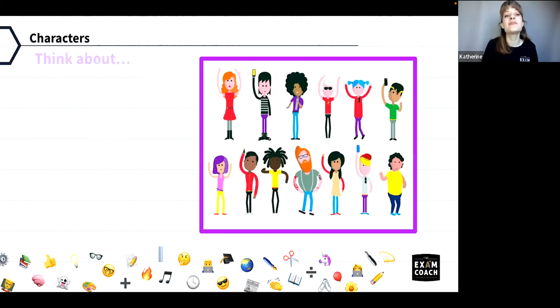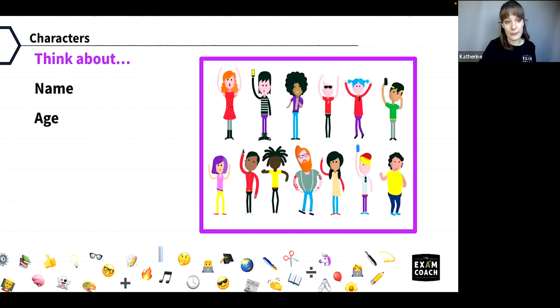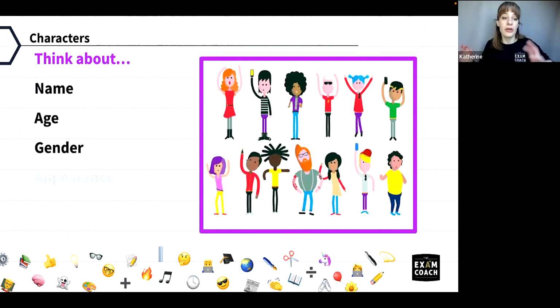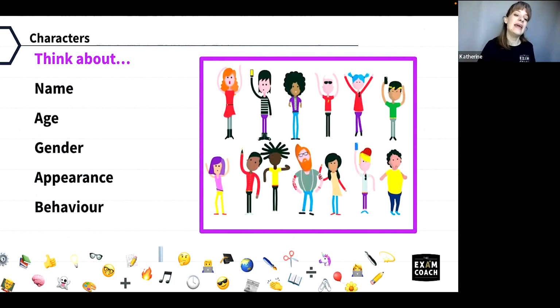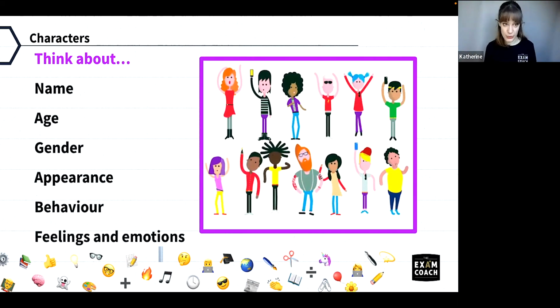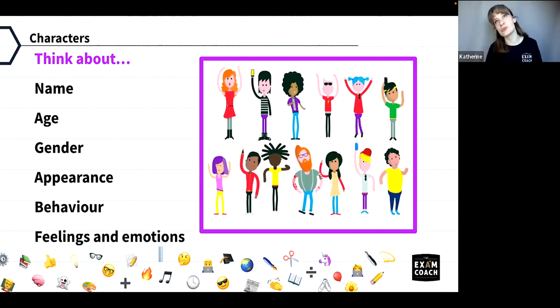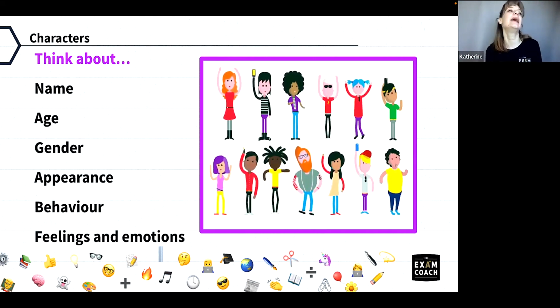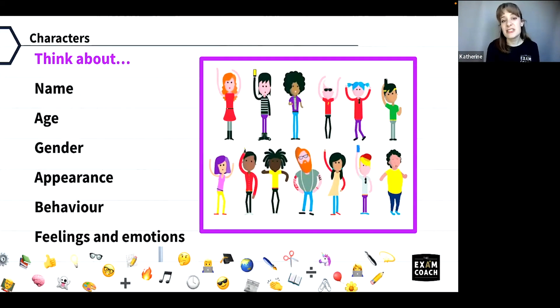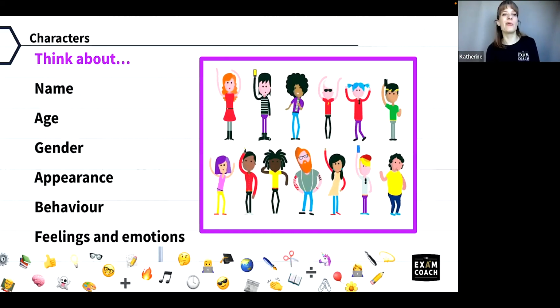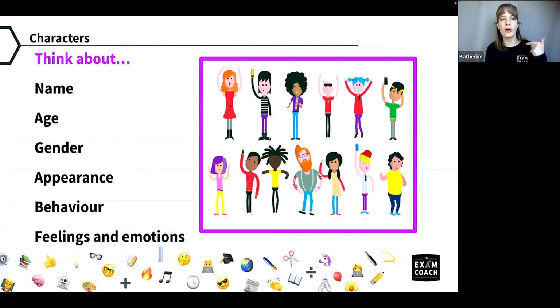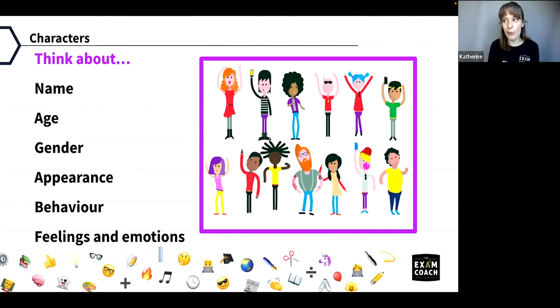Okay. So in terms of your characters, these are the things you can think about: who they are, how old they are, what they look like, behavior, and how they feel as well. Now you don't have to be very obvious within your creative writing work. You don't need to say, Ella was 10 years old and her birthday was the 21st of April. You don't need to say that, but just have that information for you in your head, because the more you can understand your character, the more that can be conveyed through the way that character behaves.